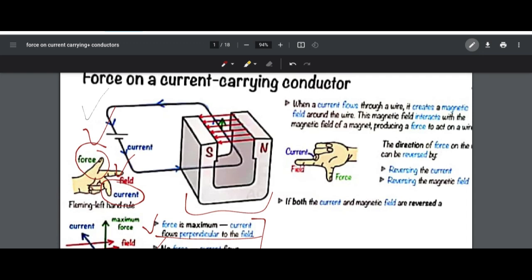When a current flows through a wire, it creates a magnetic field around the wire. And this magnetic field interacts with the magnetic field of the magnet, producing a force that acts on the wire. Did you understand this paragraph? When current flows in the wire, that wire is placed inside the magnet. That magnet has its magnetic field.